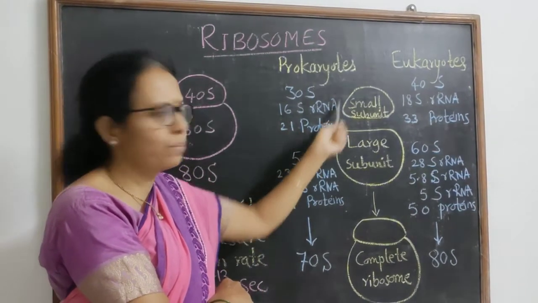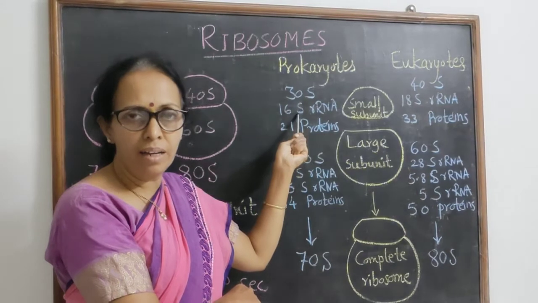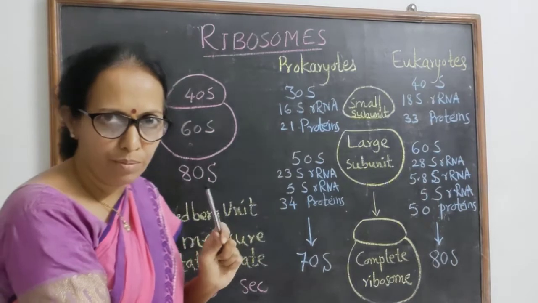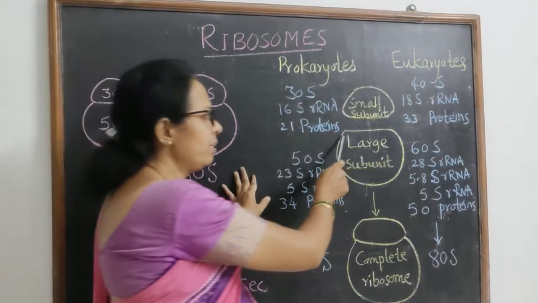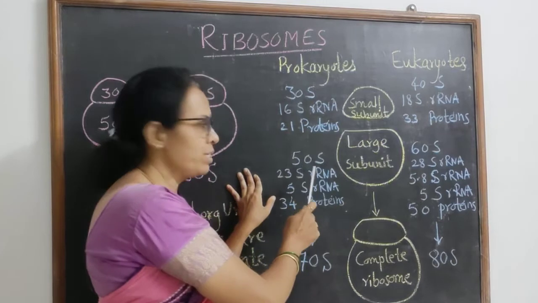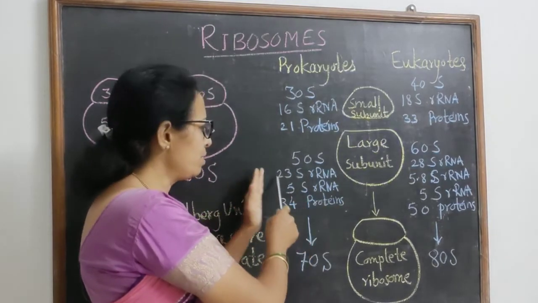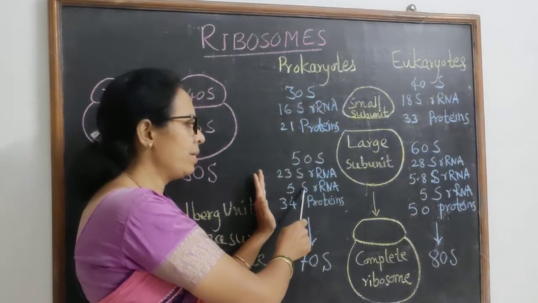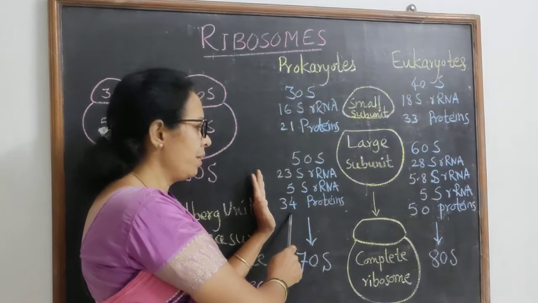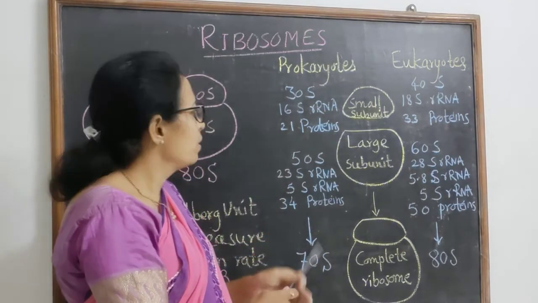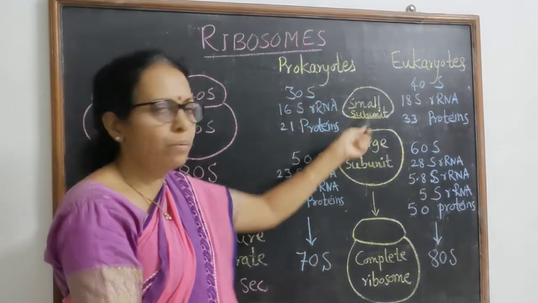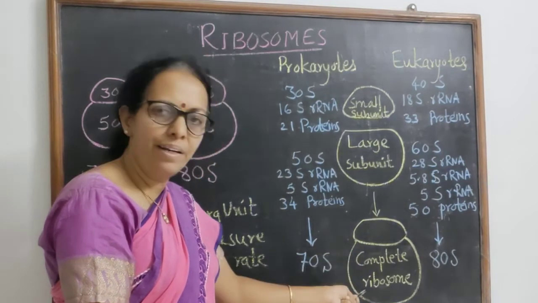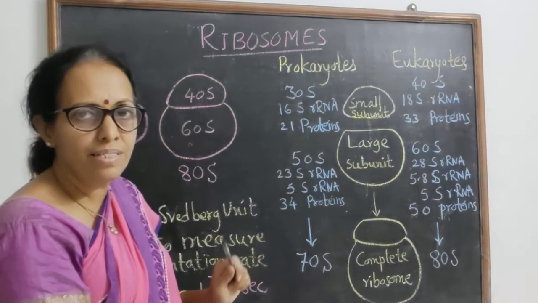16S rRNA, and the remaining 21 are ribosomal proteins. The larger subunit, which is 50S, is formed by 23S rRNA, 5S rRNA and 34 proteins. So the 30S smaller subunit and the 50S larger subunit together form a complete ribosome in the 70S type.